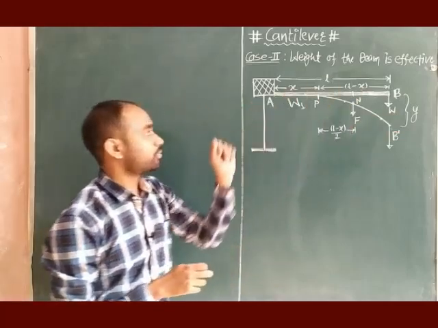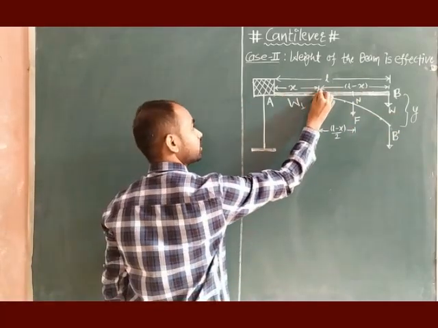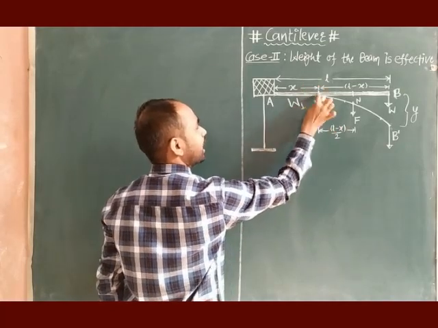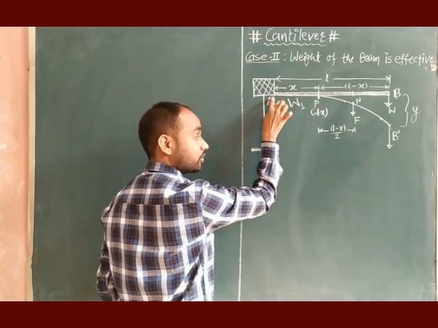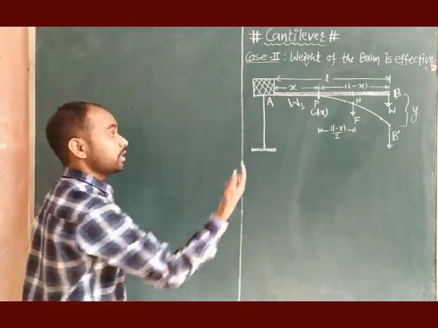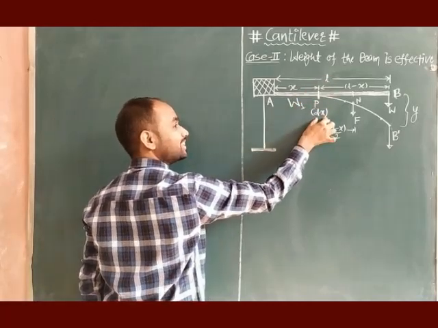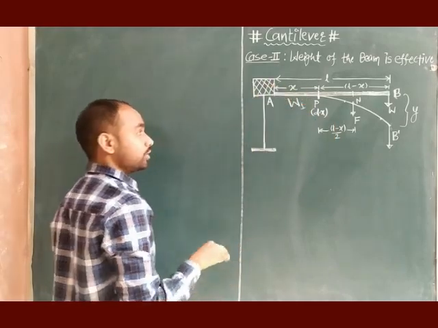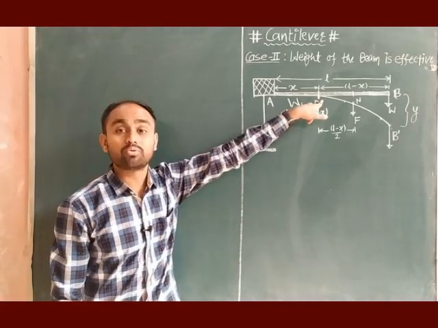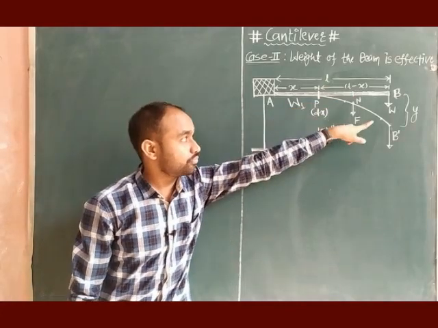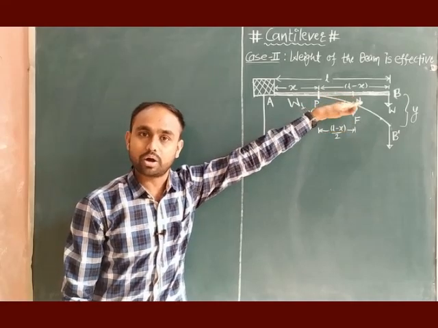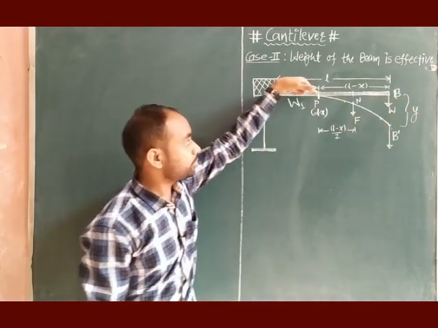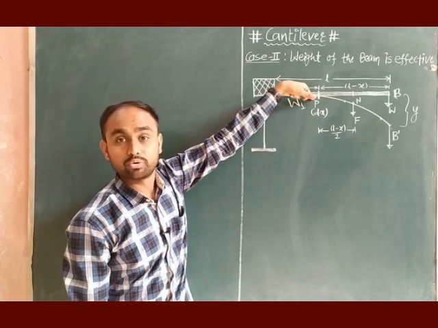So for that purpose we will consider a smaller portion of this beam of length dx at a distance x from the fixed end A. Let me tell you once again: we will consider a smaller portion of the beam of length dx at a distance x from the fixed point. Let point P be that point, and we apply the weight W to the outer end, the last point of the beam, B, and due to that we have to find the depression.